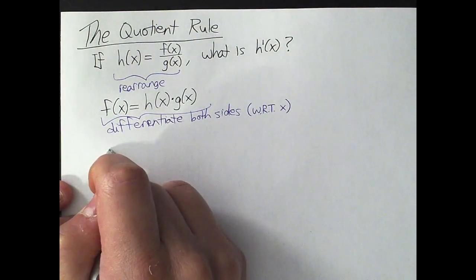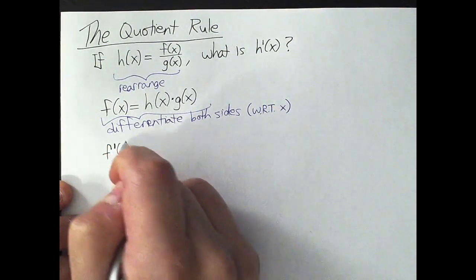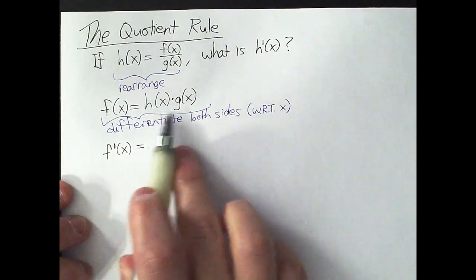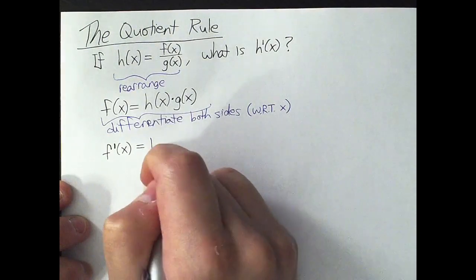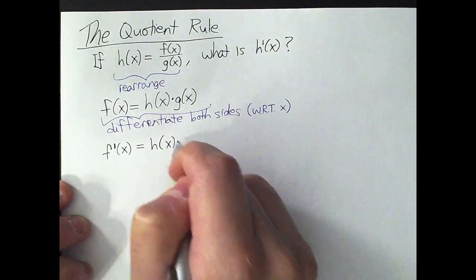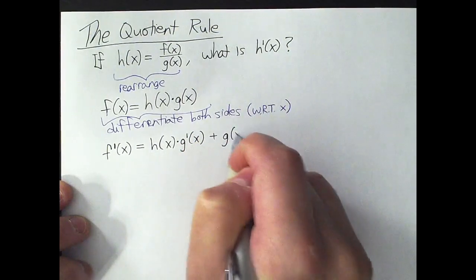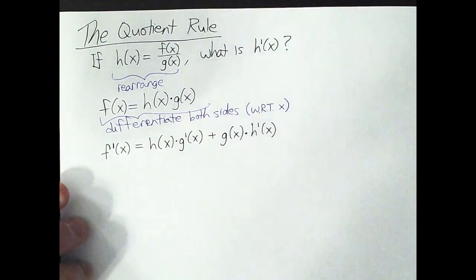The left-hand side is going to become the derivative of f. The right-hand side is the derivative of a product. So I'm going to use the product rule. I'm going to have first function times derivative of the second one plus the second function times the derivative of the first one. Okay.